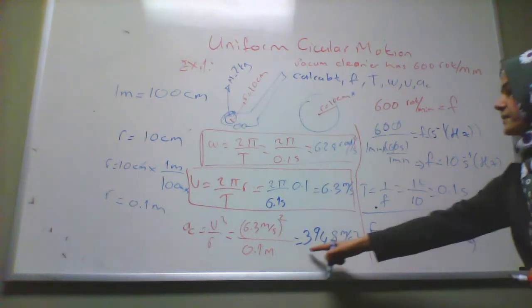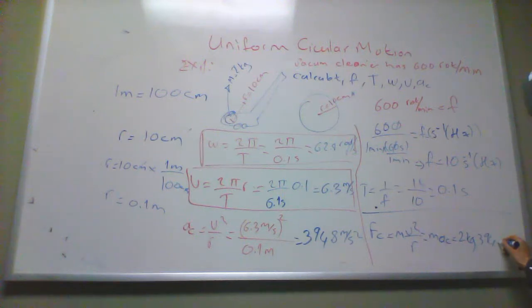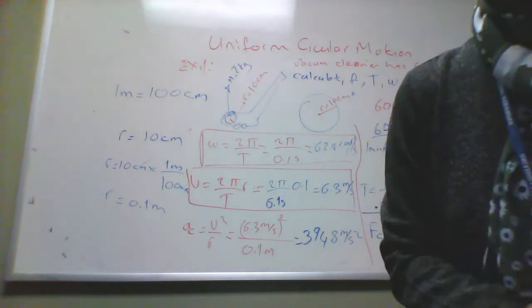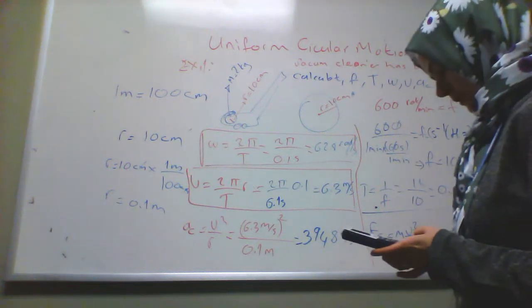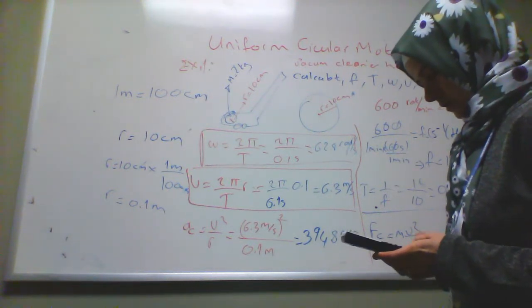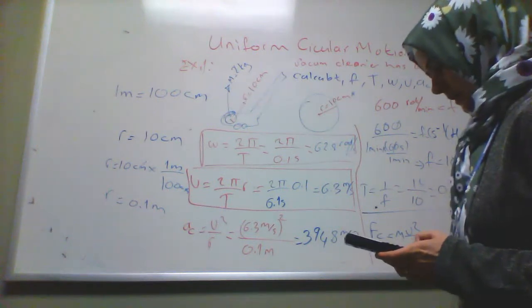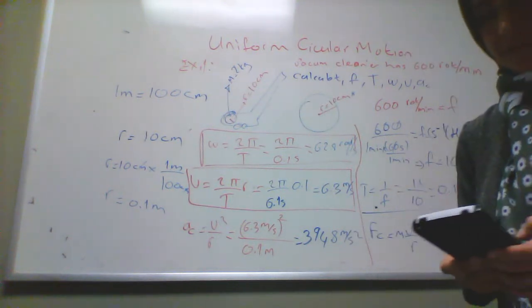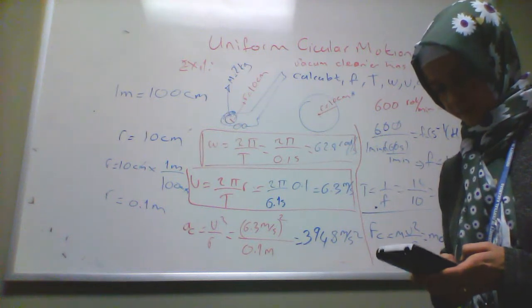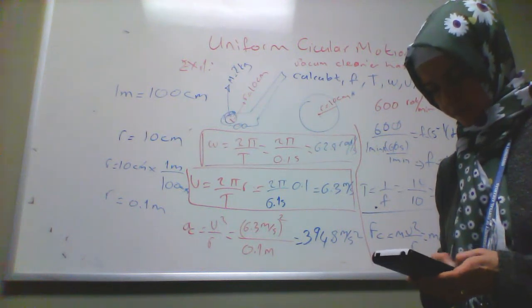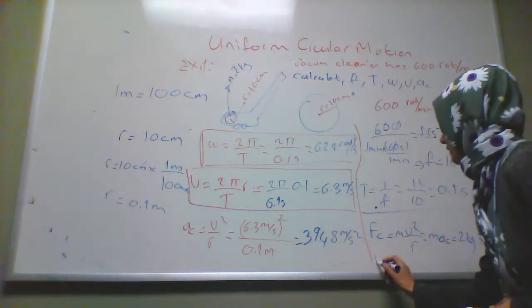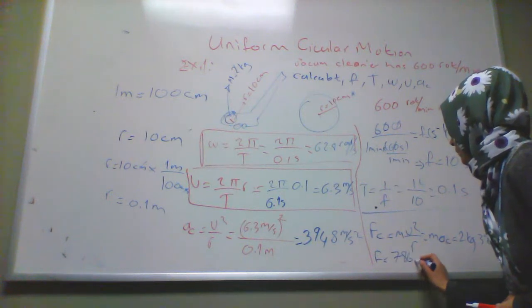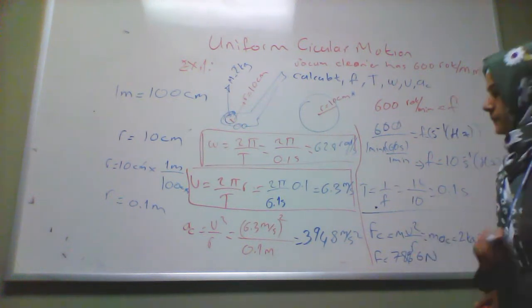2 kilograms times acceleration 394.8 meters per second squared. And the answer is just 2 times that. I don't have it here because I didn't do it before, but let's solve it. 394.8 times 2 is 789.6 newtons. So F_c is equal to 789.6 newtons.